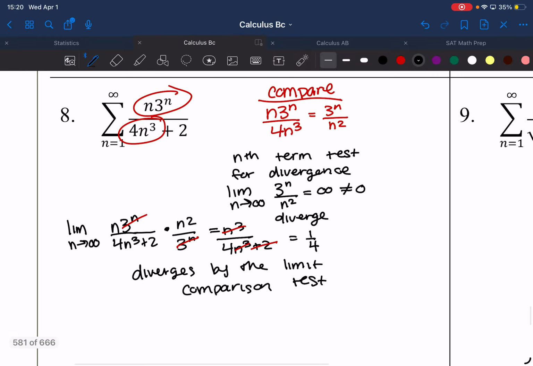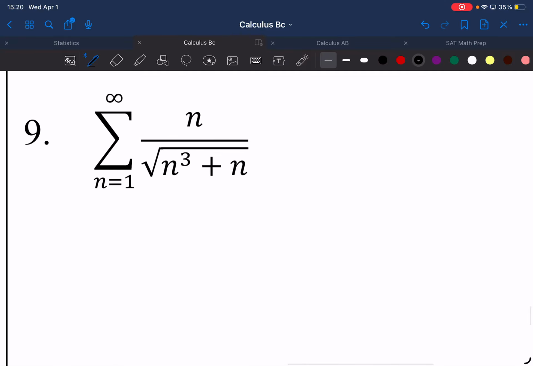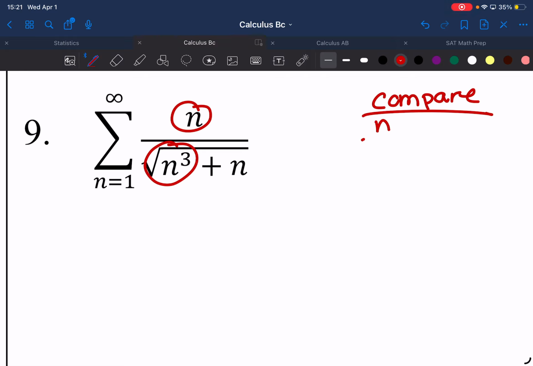Okay, last problem. We have the summation of n over the square root of n cubed plus n. We circled the highest degree on both the numerator and the denominator. This becomes our comparison. So we compare n over the square root of n cubed. How would we write that in terms of exponents? 3 over 2. 3 over 2. So how can I simplify this?